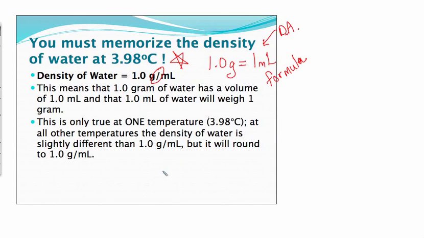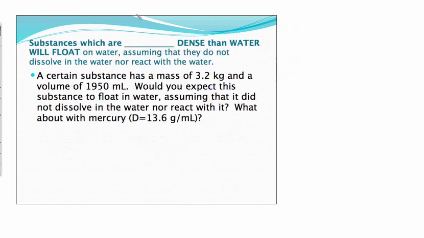Now, this is only true at 3.98 degrees Celsius. The density, since it's mass over volume, right? If you increase the temperature, you're going to change the density because volume will change. But for now, we're just going to let you continually round it to 1.0 grams per ml, and you would be told what it was if it was something different than that. Now, the activity that we're going to do will demonstrate this last little concept very well.